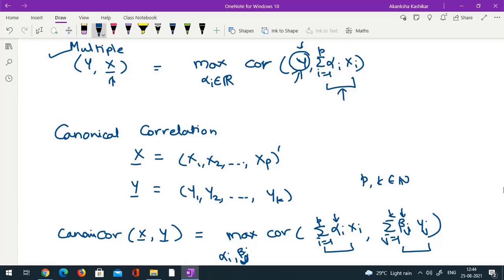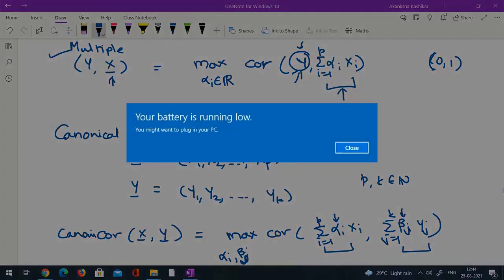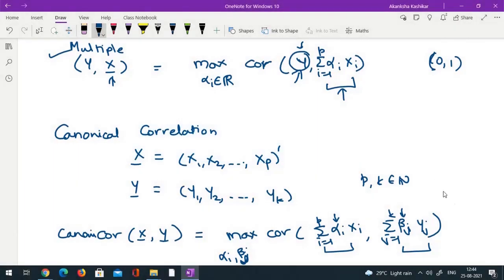Okay. Now, any reason why multiple correlation is always between 0 and 1? Why is it not negative? Any intuitive justification? Ma'am, a negative value of multiple correlation coefficient will actually not make sense. That's why I'm asking why it won't make sense.